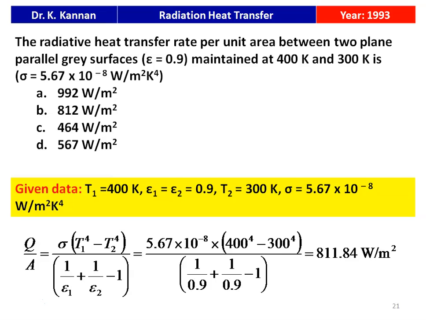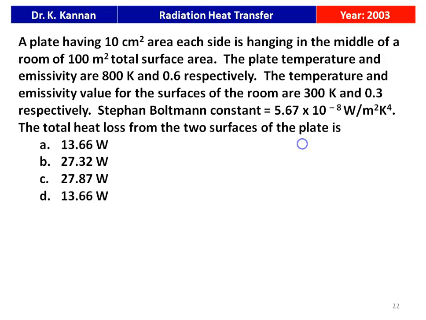So, substituting numerical values: 5.67 × 10⁻⁸ into 400 to the power 4 minus 300 to the power 4, divided by 1 by 0.9 plus 1 by 0.9 minus 1. Remember, the temperature should be substituted in Kelvin for radiation heat transfer calculation. So, calculating, we get 811.84 watts per meter square. So, the answer is 812 watts per meter square.